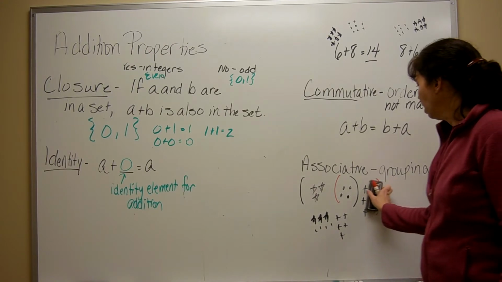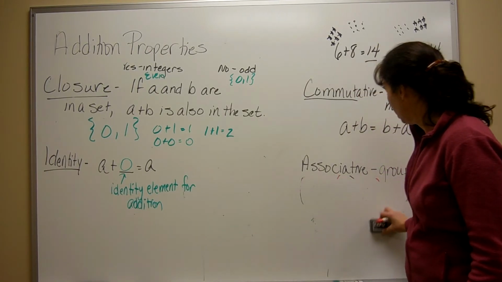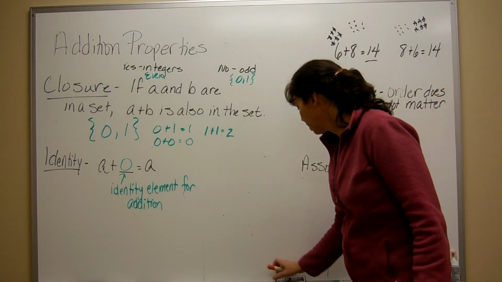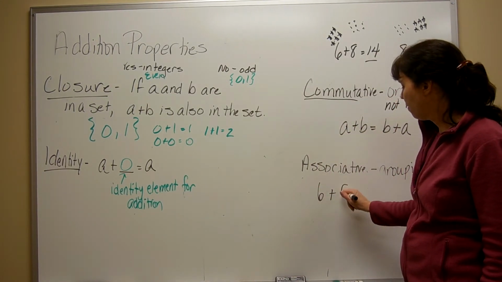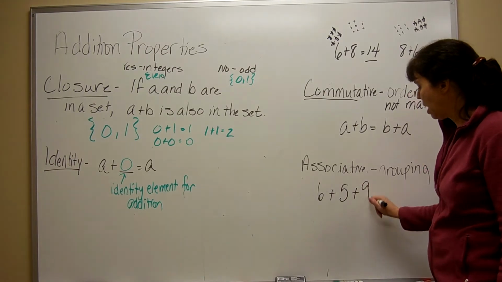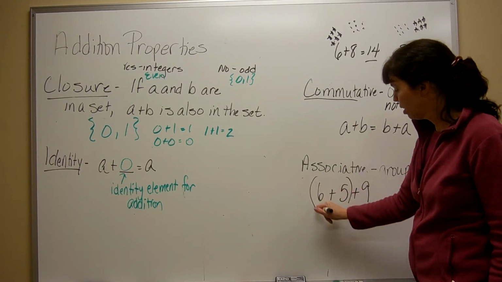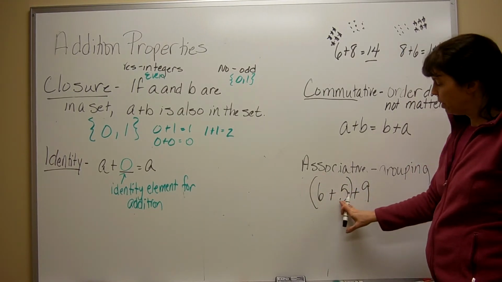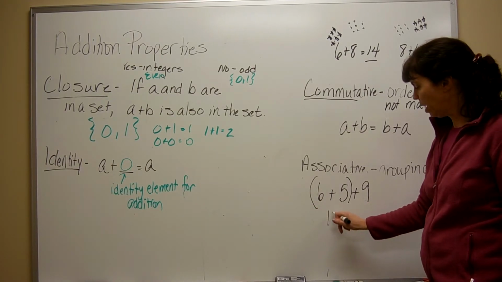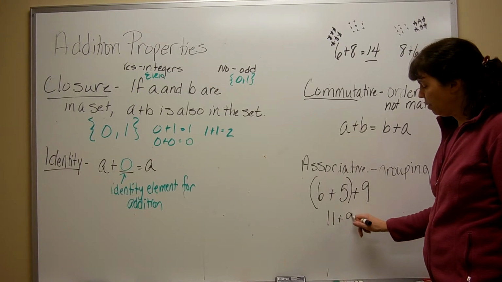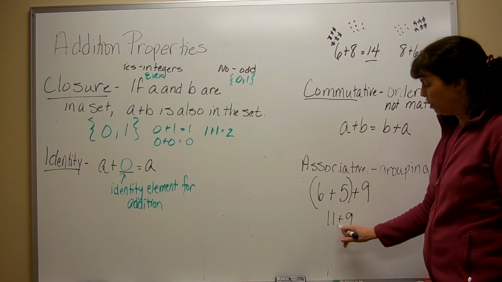So let's do that with some numbers, and then we'll do it with some variables. So let's say we had 6 plus 5 plus 9. Okay? Well, 6 plus 5 is 11. I'm going to do parentheses first because order of operations tells me to do that. Plus 9. So 11 plus 9 is 20.